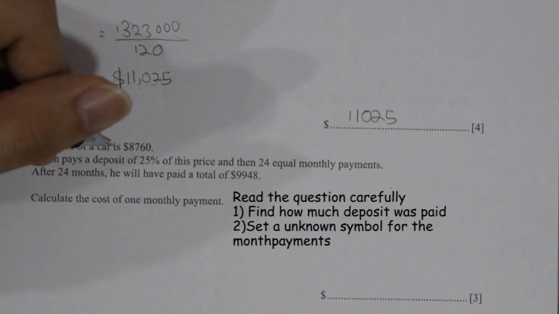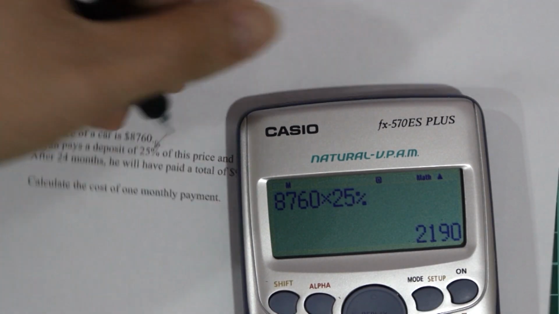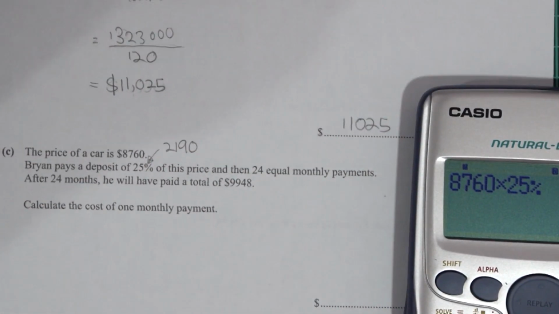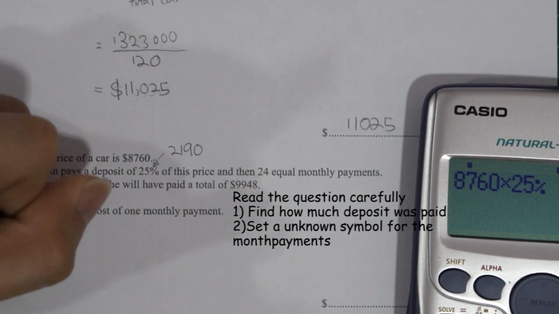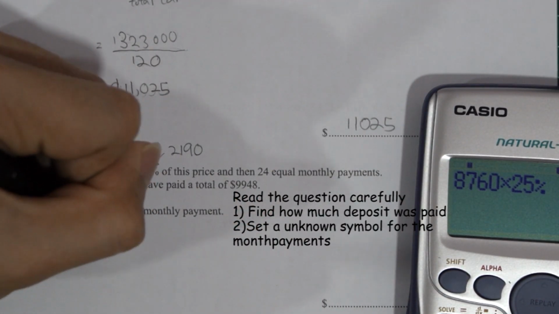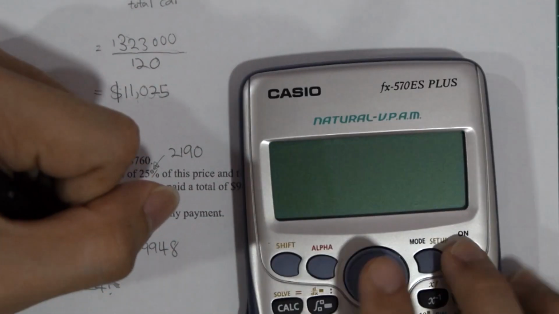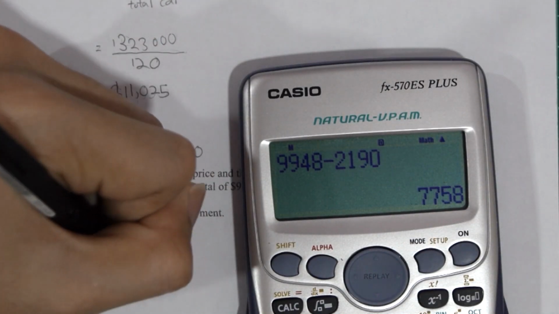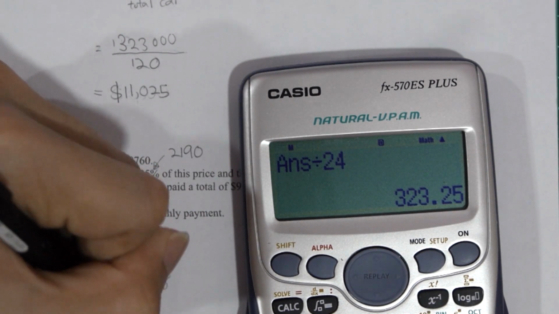And for the last question, it's a little bit tricky. So actually you need to find the 25% deposit that Brian has paid, which is 2,190, and 24 equal payments. So 24 times an unknown amount. Then by doing your algebra, shifting and everything, then you will get the answer.